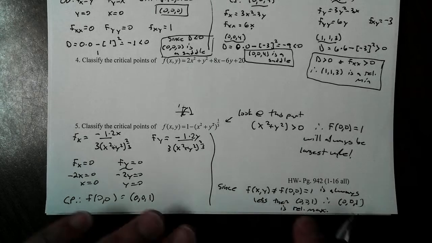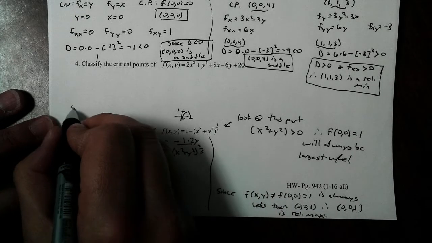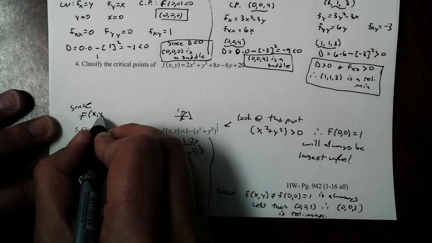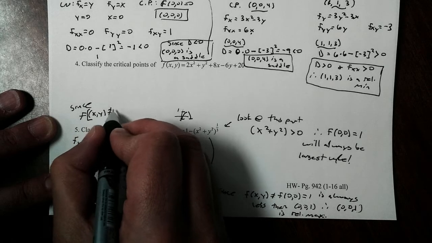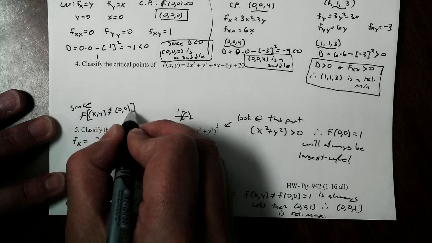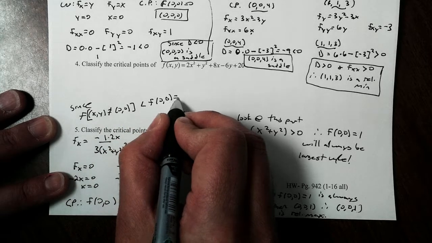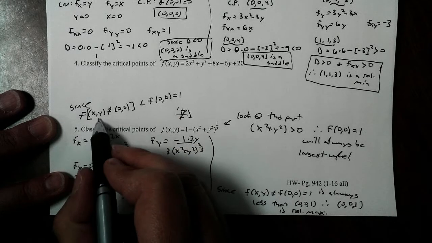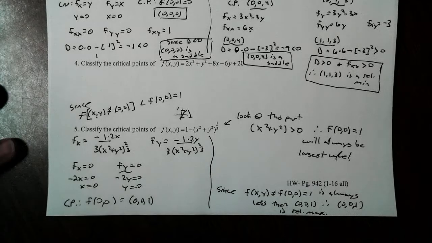Now, another way to write this, if you want to take a look at it, and this is a really weird way to write it: any f of (x, y), not equal to (0, 0), is less than the point at (0, 0), which is 1, and therefore it's always a relative maximum. So it's another way to say it. Any point (x, y) not (0, 0) is going to be less than the point (0, 0, 1). Okay, another way to write it.